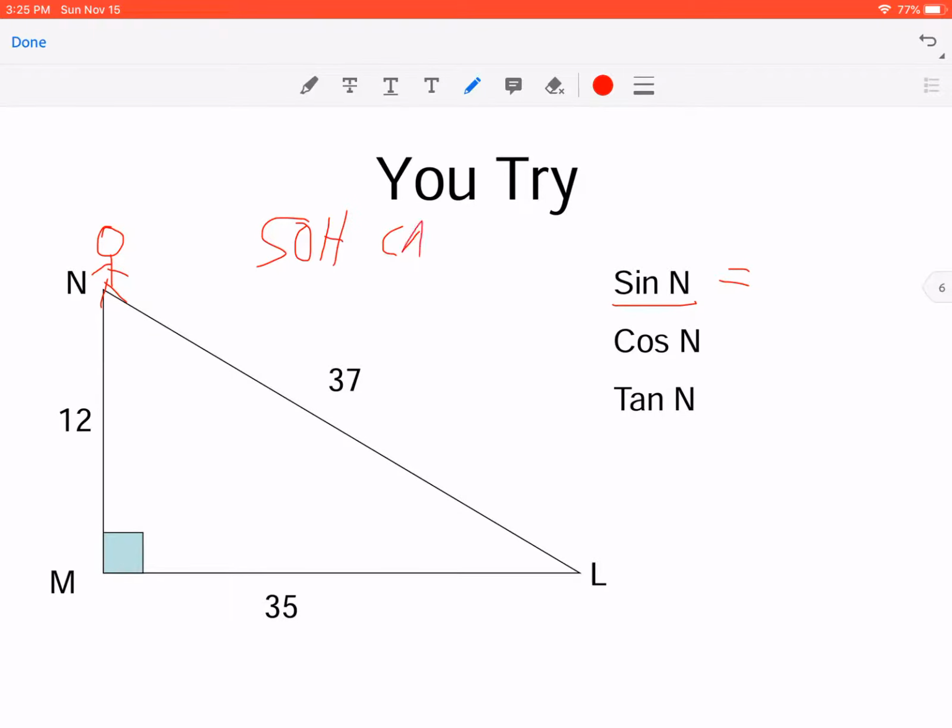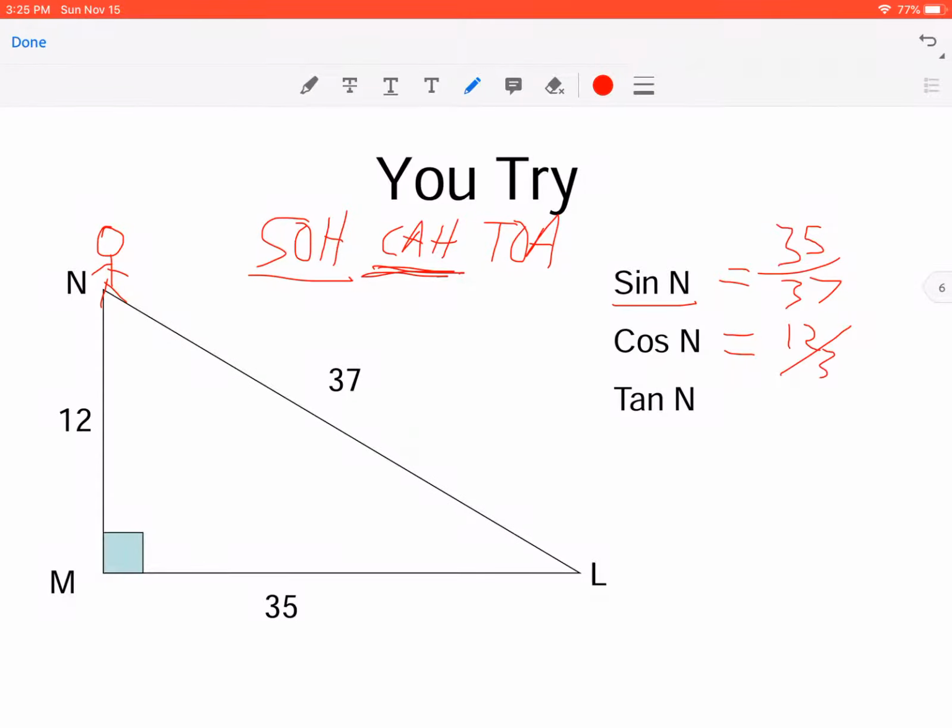So, TOA. Okay, sine is opposite over hypotenuse. So if I'm standing at the top of the pole, who's opposite of me? 35. Who's the hypotenuse? 37. That's it. Cosine of N. Cosine is adjacent over hypotenuse. I'm standing at the top of the telephone pole. Who's adjacent? 12.